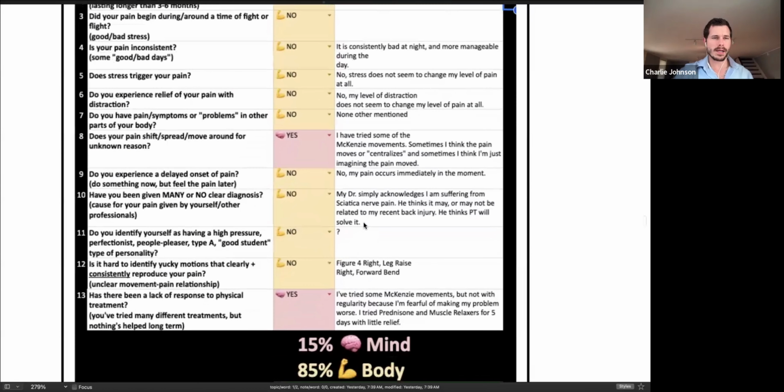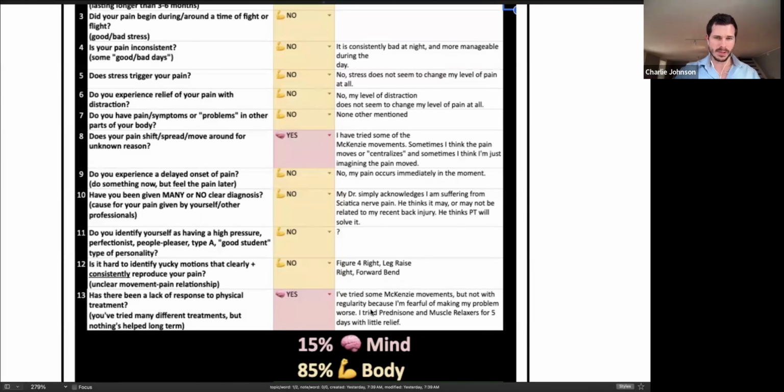Doctor says he's dealing with sciatica. They tend to agree. I don't know him well enough to answer this, so I gave him the benefit of the doubt there. Is it hard to identify clear and consistent yucky emotions? We just spent some time talking about that. No, it's very clear cut, and it makes sense with regards to his triggers and the things he can't do. And we know now, as part of the solution, if we fix the figure 4, the leg raise, and the forward bend, then we will restore his ability to live life, because all those things show up in life.